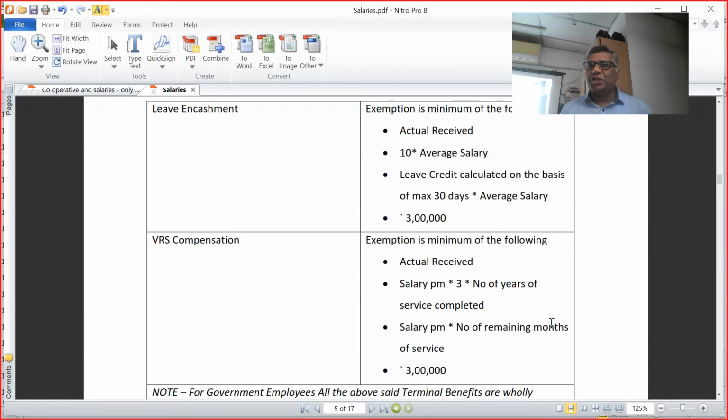Leave encashment up to 3 lakhs. Maximum you can take is 30 days in a year.